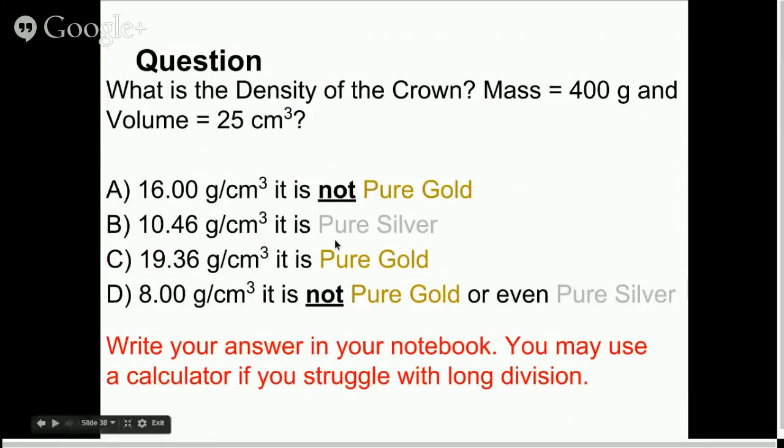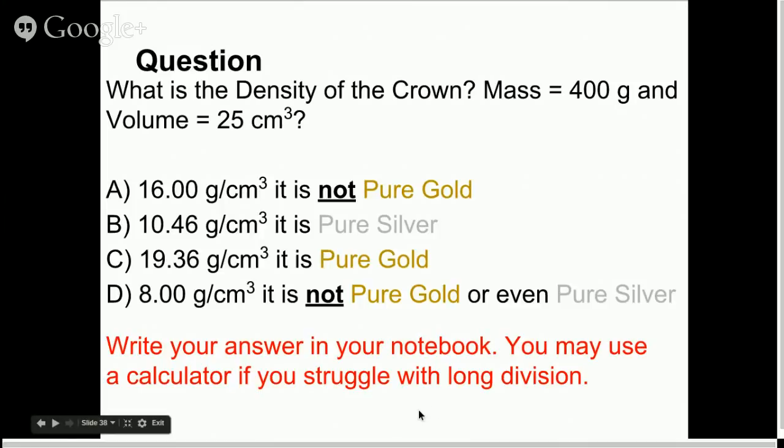I'd like you to solve this problem in your notebook. What is the density of the crown? Mass is 400 grams, volume 25 cubic centimeters. Go ahead and pause it. You can use a calculator if you struggle with long division.